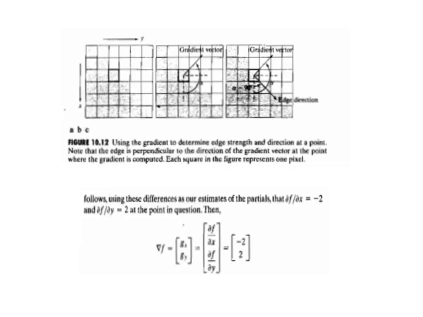We know that gx is equal to del f of x, y upon del x, which is equal to f of x plus 1, y minus f of x, y, and gy is equal to del f of x, y upon del y, which is equal to f of x, y plus 1 minus f of x, y. This equation we have already studied in previous lectures.